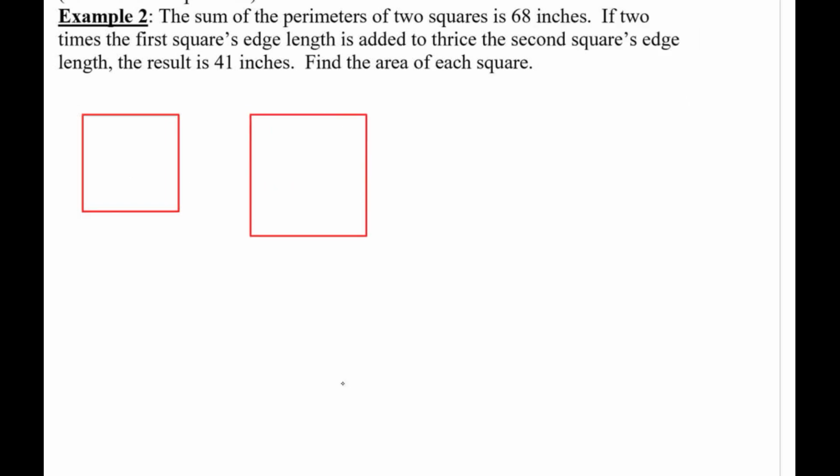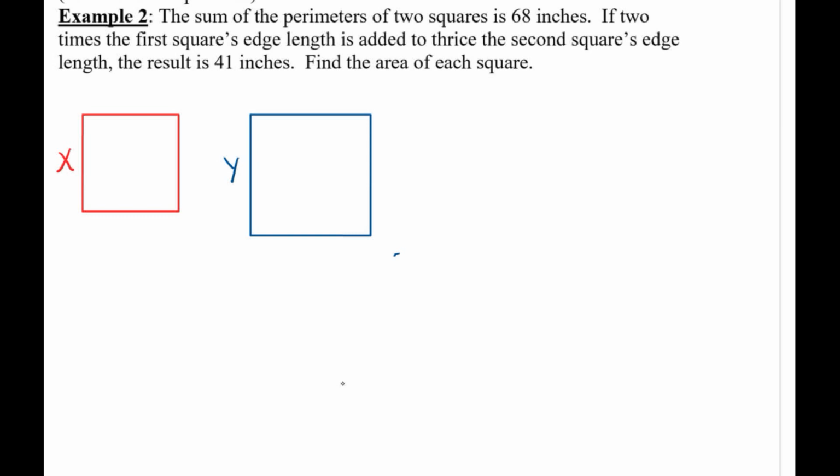I don't know which one's bigger, but I'm making the second one bigger, and we'll find out whether I was right at the end. But I don't know the edge of either one of these squares. So I'm going to say that the edge of the first square is x, and the edge of the second square is y. So I have two unknowns. I have two squares, and I don't know the side length or the edge of either.